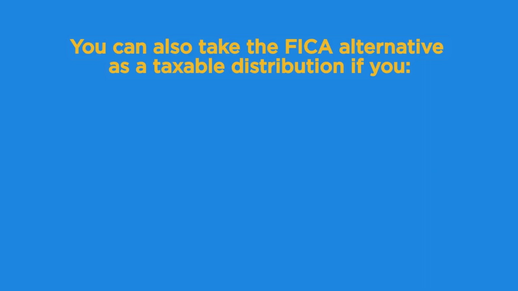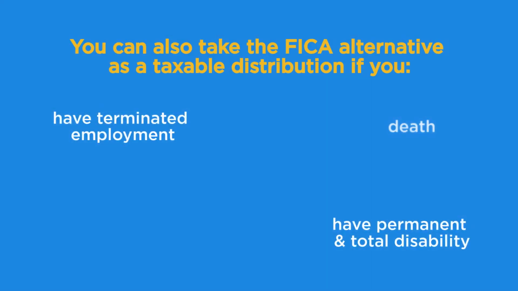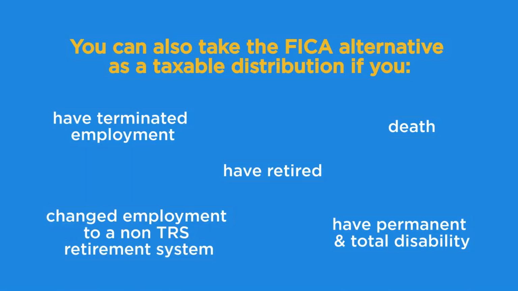Well, if you're no longer working as a sub, you can roll it into a pre-tax 403B, 457, or IRA and defer taxes since the contributions were made on a pre-tax basis. You can also take the FICA Alternative as a taxable distribution if you have terminated employment, have permanent or total disability, death, have retired, or have changed employment to a non-TRS retirement system.